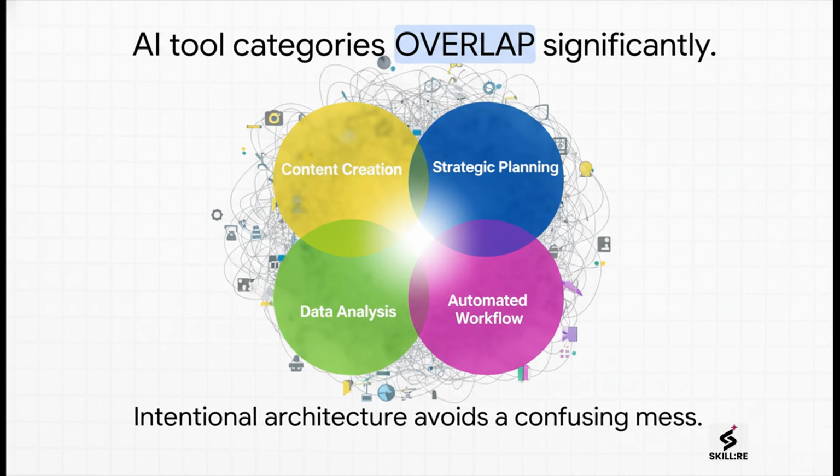These tool categories overlap a lot. A general tool like ChatGPT can do a little bit of everything. It can write, it can analyze, it can plan. But specialized tools do just one thing, and they do it expertly. The secret is to use both, strategically, so you don't end up with a confusing, redundant mess.